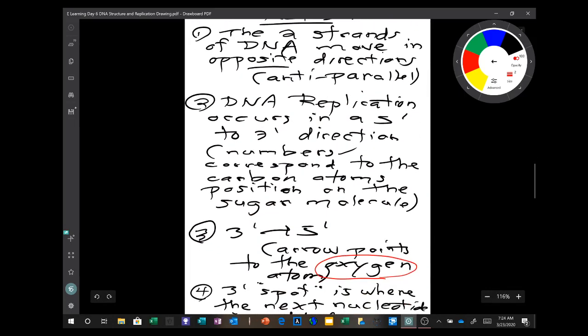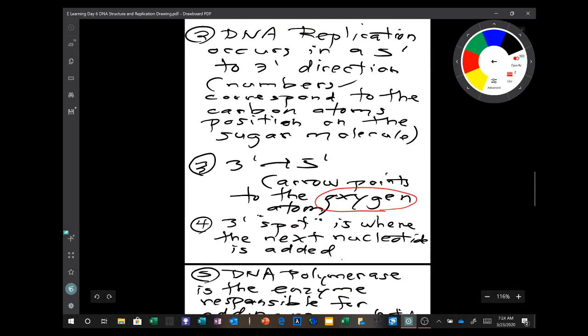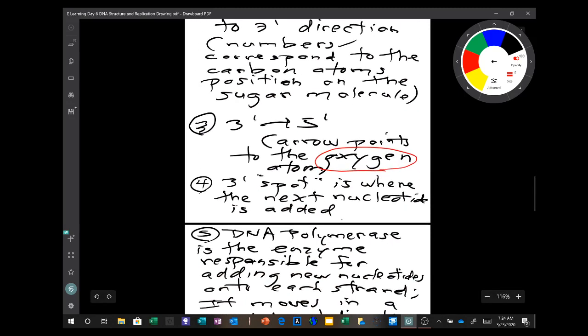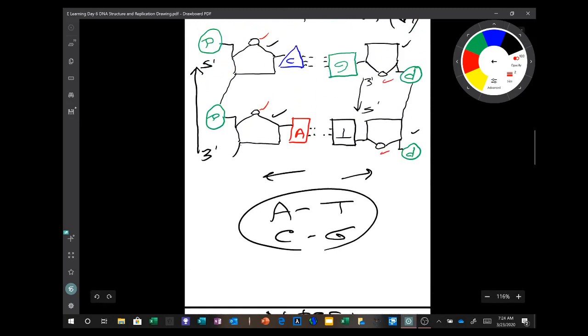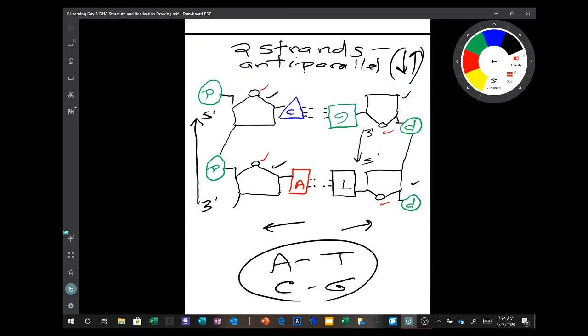The third one here is 3' to 5' direction. Number 4, the 3' spot, if you will, is where the next nucleotide is added. So this is your 3' spot right here, and that's where the next nucleotide is added. Remember, the replication will occur in a 5' to 3' direction. So the DNA replication is going to go actually this way.